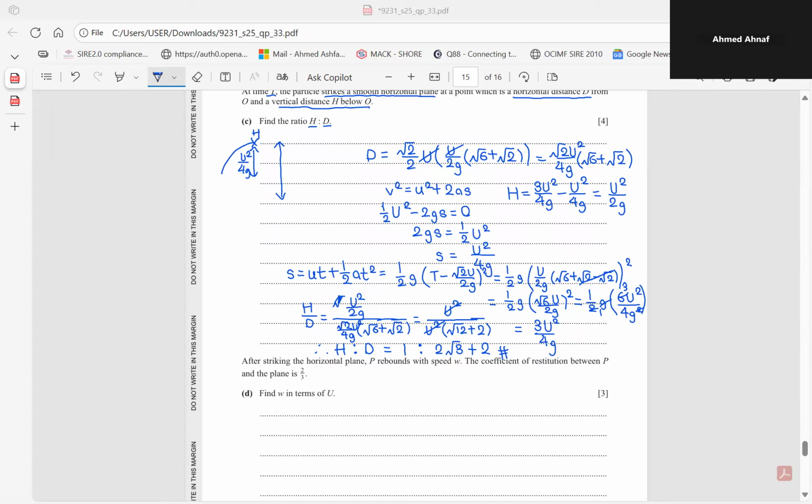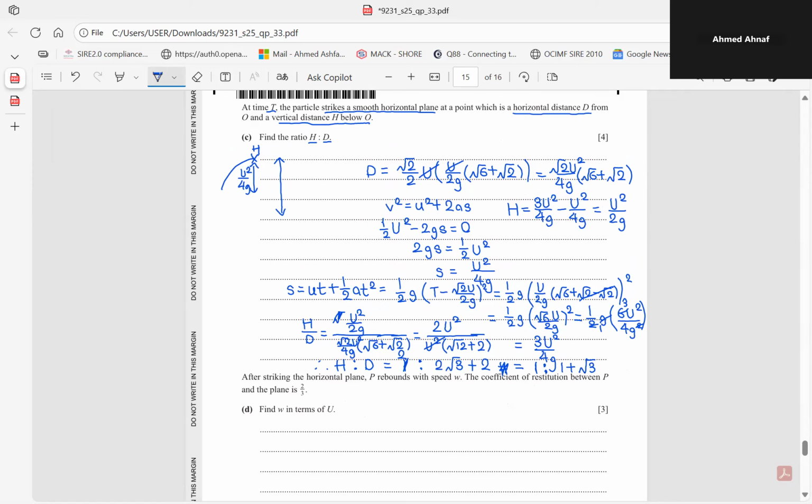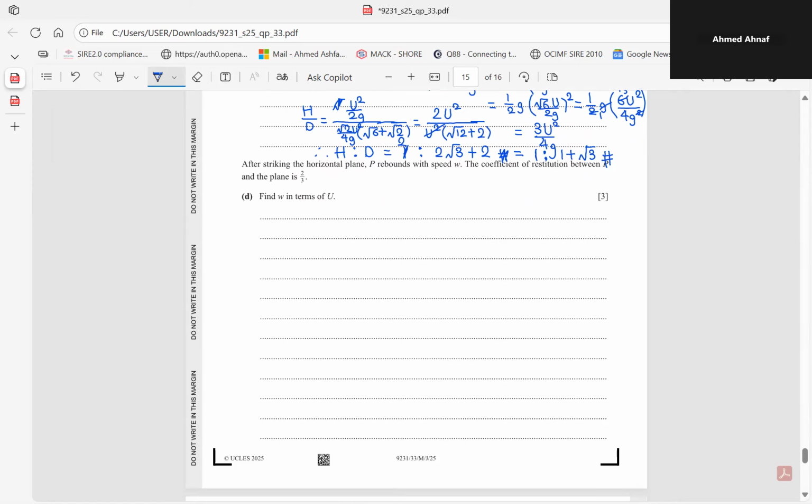Okay, sorry everyone. I made another calculation mistake in part C. So this is supposed to be 2u squared because 4g, yeah, 2u squared. So this ratio is supposed to be 2. This is 2 square root 3, and simplifying, you would get 1 is to 2, 1 plus square root 3. So this is our final answer for this part C, 1 is to 1 plus square root 3. Let's head on to the final part.